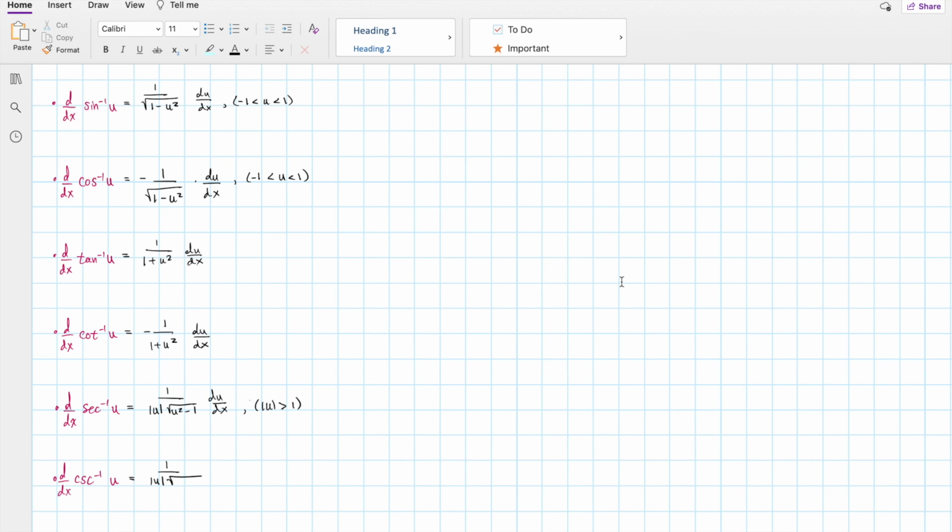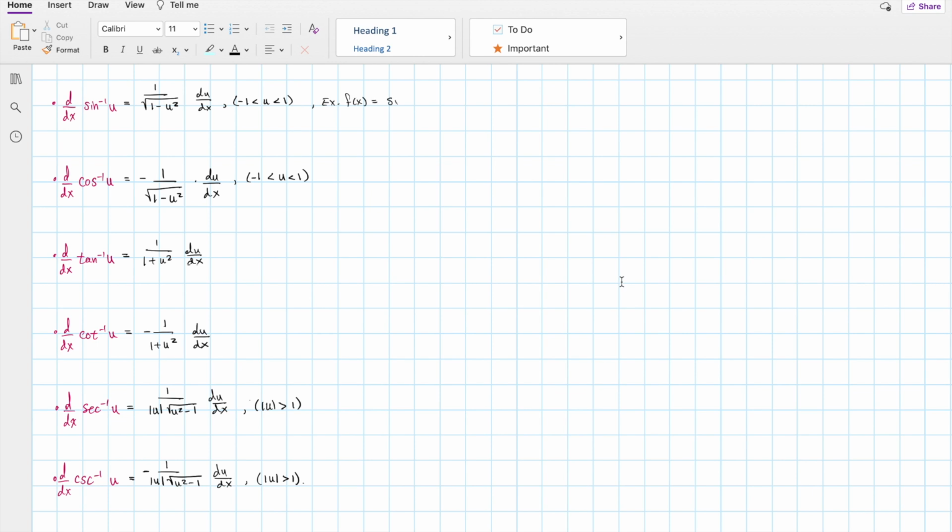For arccosecant, it's the exact same thing, just the negated version of arcsecant. Times du dx, again with the same restrictions. The absolute value of u has to be greater than 1. Now, these look like a lot to practice. Please make sure to check out my video about memorizing these. It's a really cool technique of repetition. Okay, I know it's becoming a long video, but let's do some practice problems.